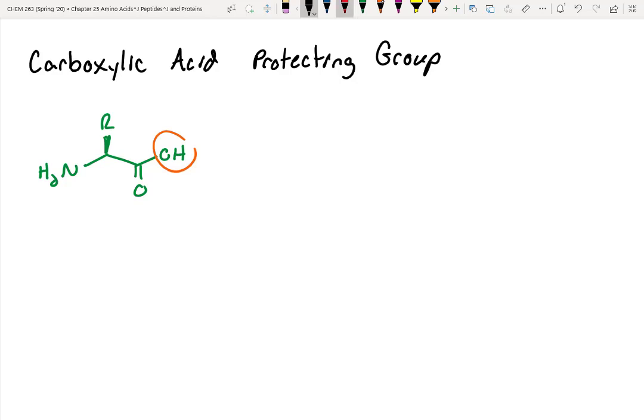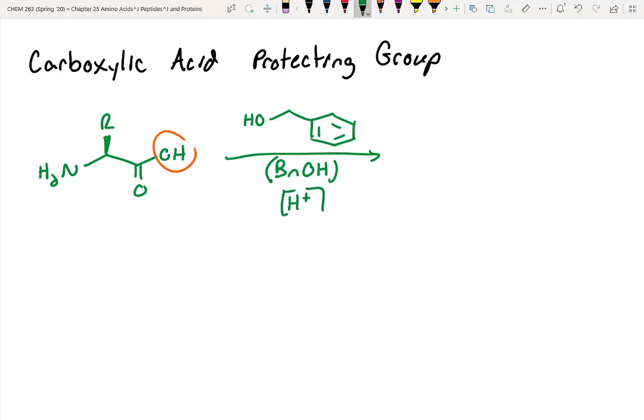In order to do this, what we need to do is a Fischer esterification using benzyl alcohol. So this is benzyl alcohol. Oftentimes it's just abbreviated BnOH. And if you remember, benzyl groups are kind of unique. Benzyl groups always have this CH2 spacer. So this is why we call it benzyl alcohol and not phenol, right? Phenol would have the OH directly attached to the ring. So in order to do this Fischer esterification, we also need catalytic acid.